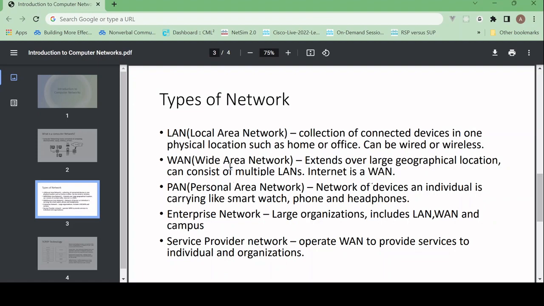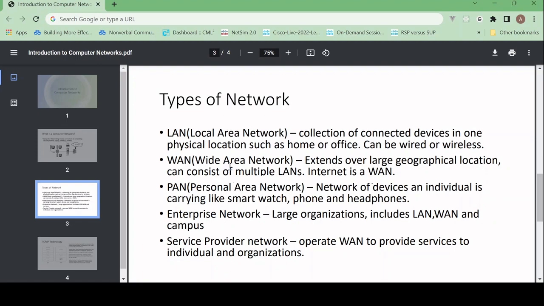Next is enterprise network. An enterprise network is a network for a large organization, and it can include LAN, WAN, and campus networks as well. An enterprise network is for companies which are available in multiple locations. Suppose a company has 4 locations in India: Gurugram, Pune, Hyderabad, and Bangalore, and they also have offices in multiple other countries, for example, in China or in America.